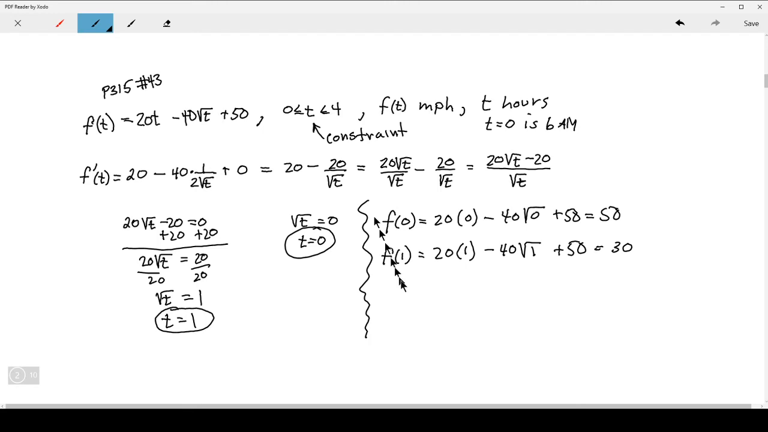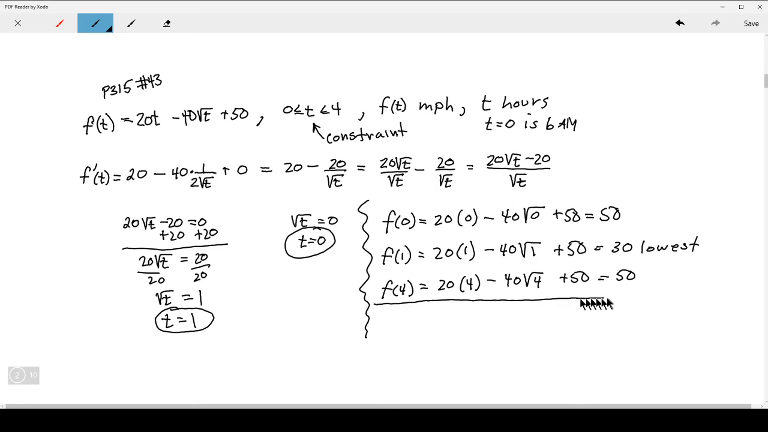And then the other endpoint, which is 4. So f of 4, 20 times 4 minus 40 times the square root of 4 plus 50. All right, so 20 times 4 is 80. The square root of 4 is 2 times 40 is 80. So that's 80 minus 80 is 0. So that is 50. So remember what we're looking for here. Where is the traffic the slowest? All right, so this is the lowest value. All right, so this is where the traffic is the slowest.